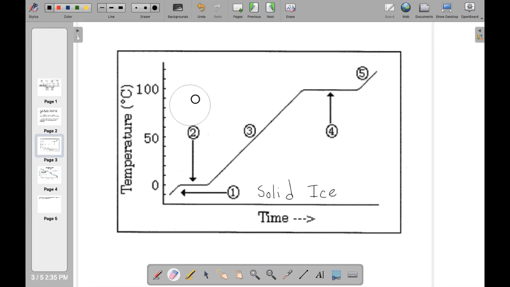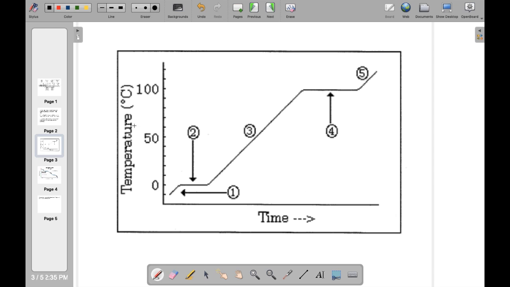Hello and welcome back. We're still studying thermochemistry, and I wanted to look at these phase change diagrams a little bit more and then do another sample problem and go over it to make sure you understand what we're doing. This is a phase change diagram of ice turning into steam.